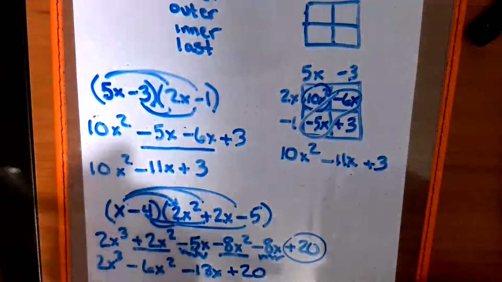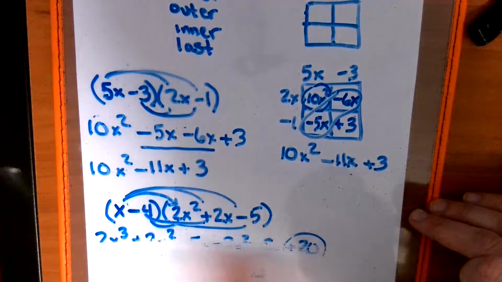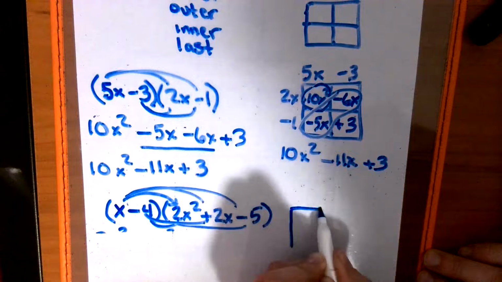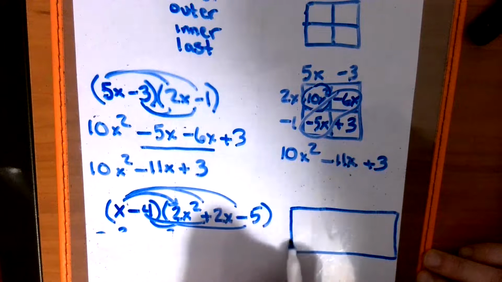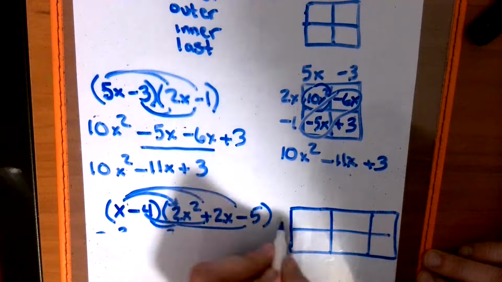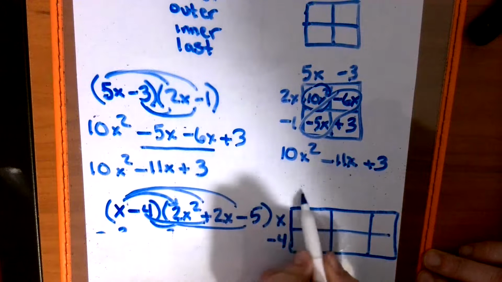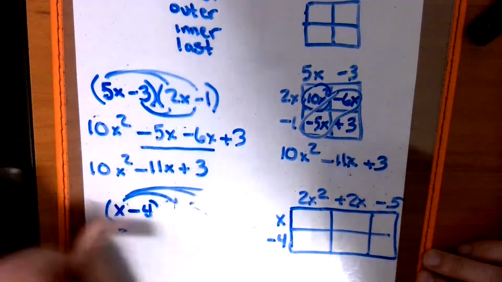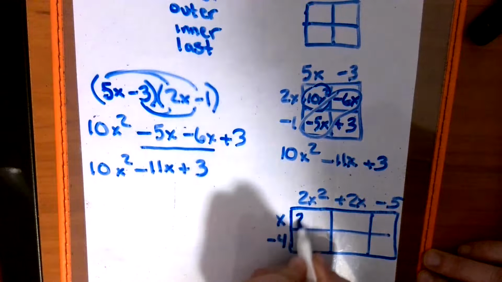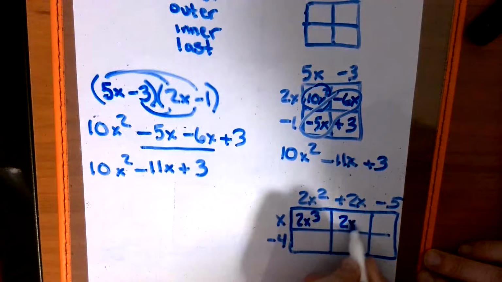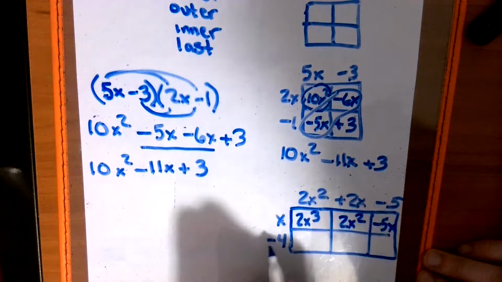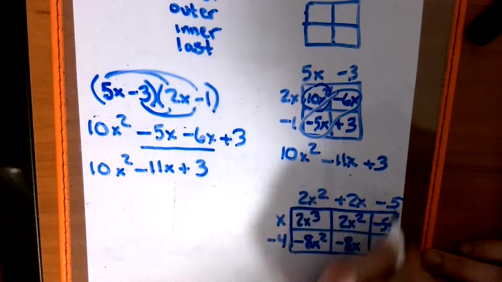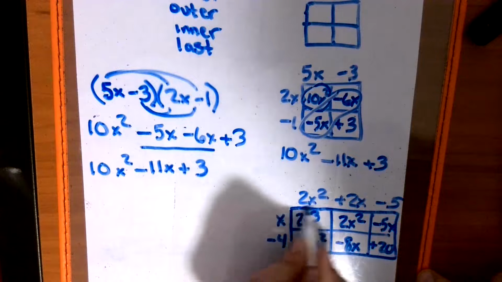Okay. If we were going to do that in a box, x minus 4, 2x squared plus 2x minus 5. Okay. This times this, there's your 2x to the third. This times this is your 2x squared. That times that is your negative 5x. This times this is your negative 8x squared. That and that make your negative 8x, and that times that makes your positive 20. So this stands alone.